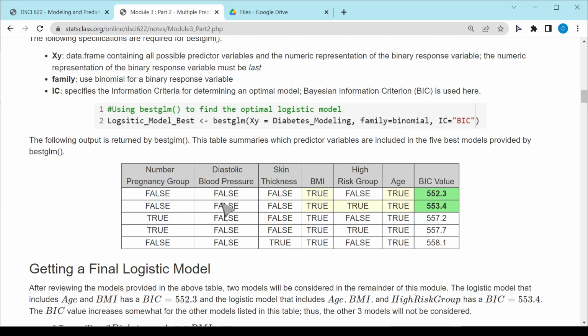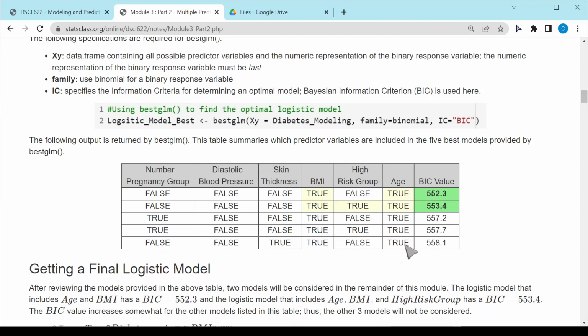If I look at a second model, and this model included high risk group in it, my BIC went up a little bit to 553.4. The third model in this table is going to use the number of pregnancies group as one of the variables. It's going to use BMI as one of the others and age as one, so it looks like it traded high risk group for number of pregnancies group. When it did that, the BIC jumped up about 4 units.